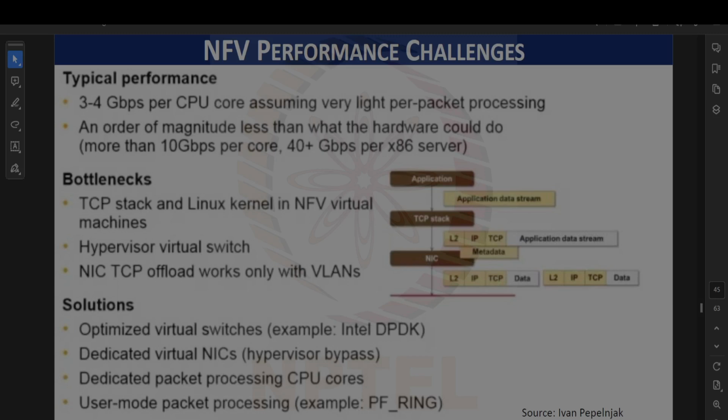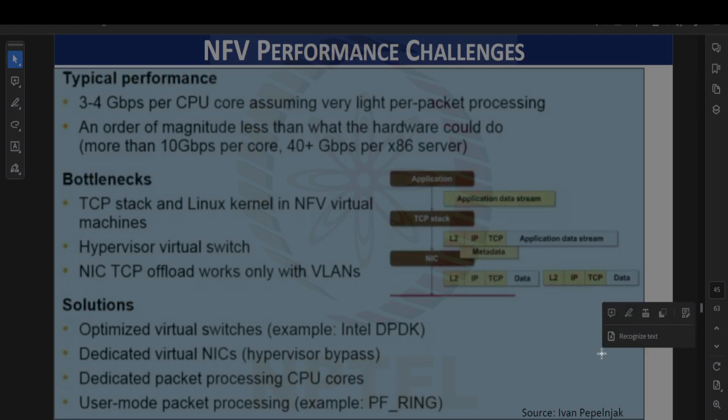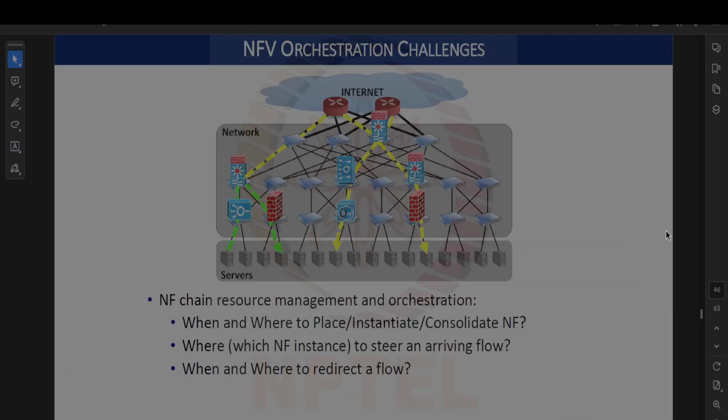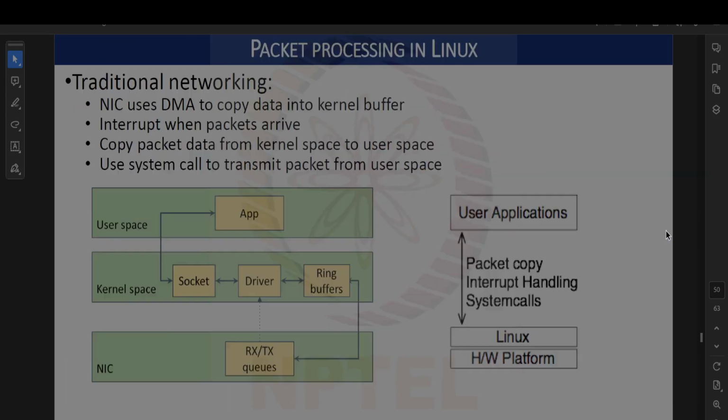Another one is to have the NIC offload a lot of functionality onto the NICs. Then there is user mode packet processing called PF ring. These are certain things attempted.